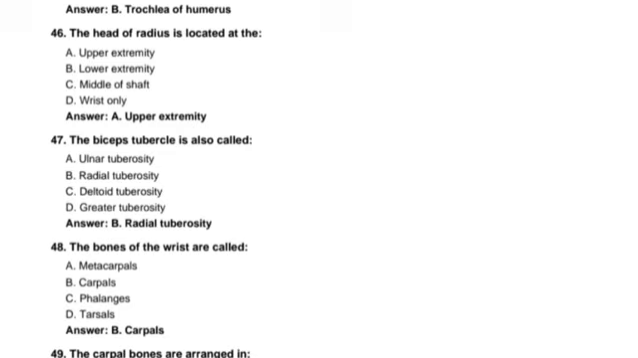Question number 47. The biceps tubercle is also called option A. Ulnar tuberosity, option B. Radial tuberosity, option C. Deltoid tuberosity, option D. Greater tuberosity. The right answer is option B. Radial tuberosity. Question number 48. The bones of the wrist are called option A. Metacarpals, option B. Carpals, option C. Phalanges, option D. Tarsals. Right answer is option B. Carpals.